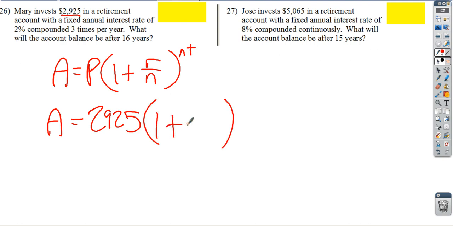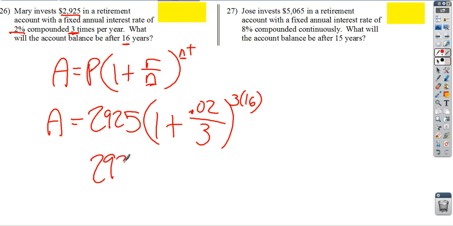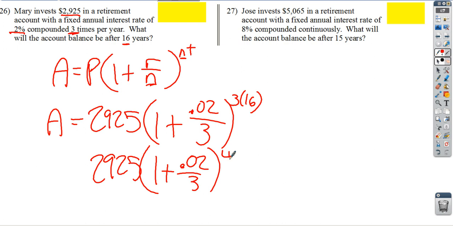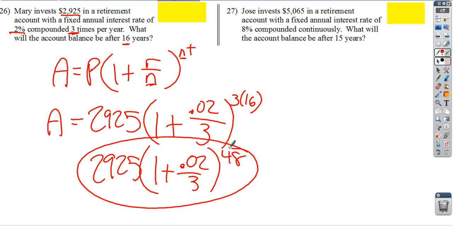1 plus the rate is 2%, so 0.02. N is how many times compounded per year, and it's 3. And then this n and this n are the same, so it's going to be 3 times 16. So we have to put this whole thing in a calculator here. You don't have to simplify it, but I'll just do it anyway. Actually there's no easy way to simplify that. So we'll just keep it 0.023, because that's going to be a repeating fraction. And 3 times 16 is 48. So we put that in a calculator right there.